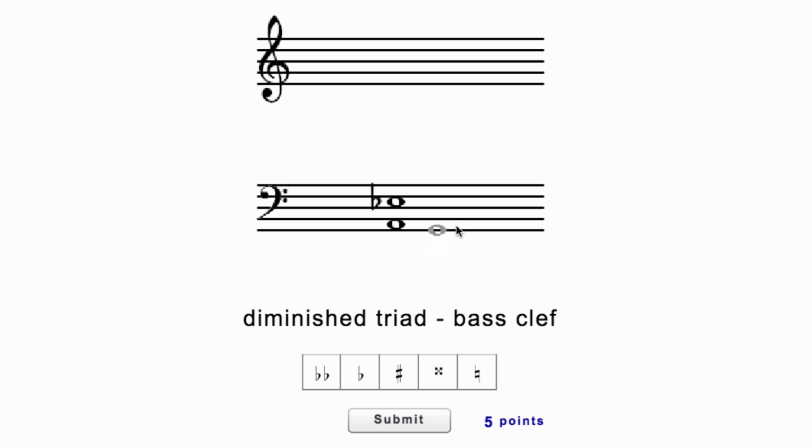Diminished triad again. Okay, well, we got the diminished fifth. So what do we need? For a diminished triad, we need a minor third above the bass. Diminished triads are always minor third plus diminished fifth. So let's make that minor third.